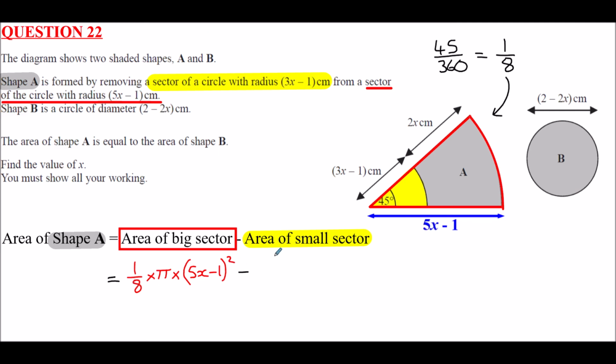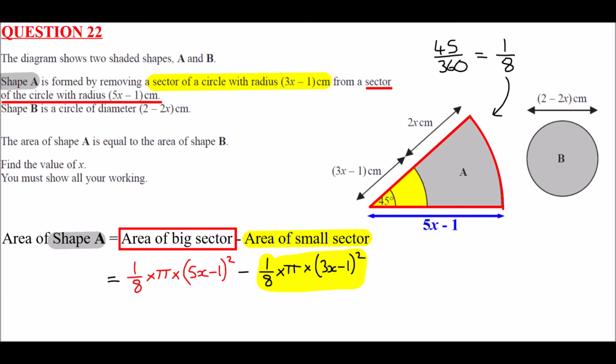Then I need to minus off the area of the small sector. Now this small sector is also 45 degrees, so this will also be 1/8 of a circle in its own right. So this one here will be 1/8 times pi r squared, but now we're talking about the radius of this smaller one, which is only a smaller radius of 3x minus 1. So that's what we have as an expression.